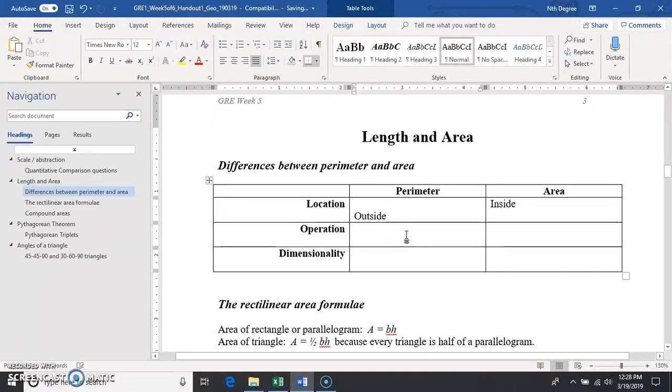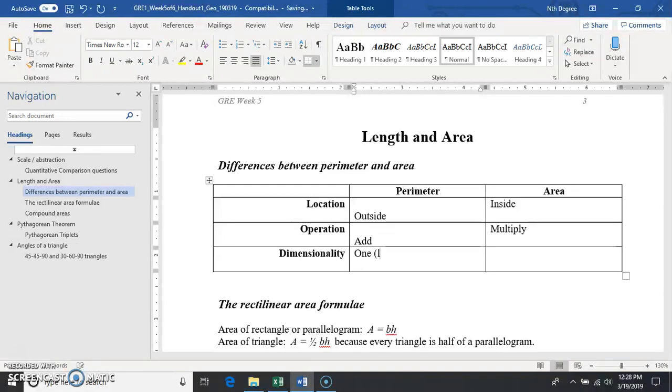If you're going to calculate a perimeter, which operation do you use? You add. To calculate an area, you multiply. And how many dimensions are there in a perimeter? Only one.